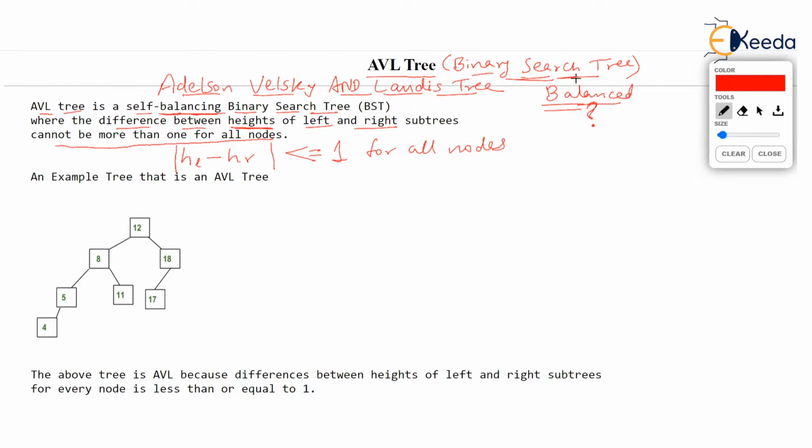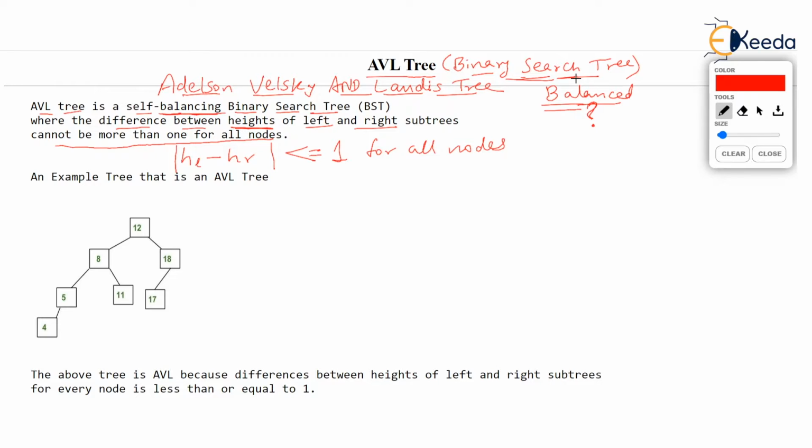Where HL is the height of left subtree and HR is the height of right subtree. But we take the absolute value of the difference between the two heights and compare it with 1. Just as an example, you just check this.